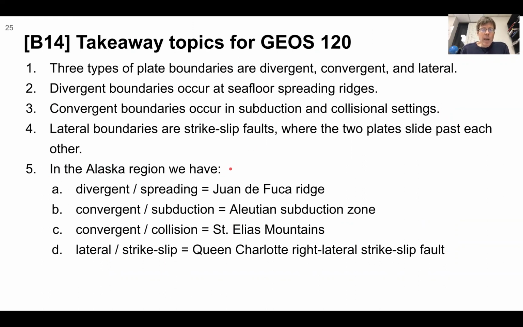In the Alaska region, we have divergent spreading of the Juan de Fuca Ridge offshore of the Pacific Northwest. We have a convergent subduction boundary, the Aleutian subduction zone. We have a convergent collisional zone along the St. Elias Mountains, the highest coastal mountains in the world. And then we have lateral strike slip motion along the Queen Charlotte and Fairweather right lateral strike slip fault.